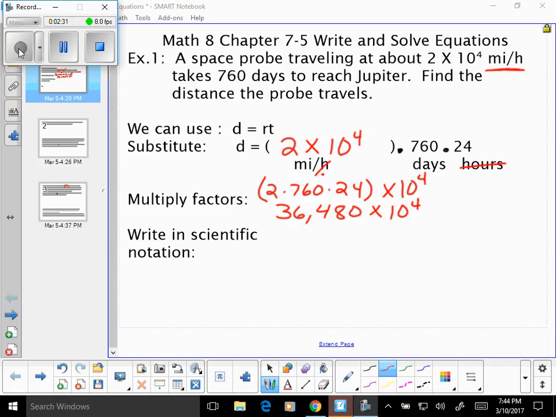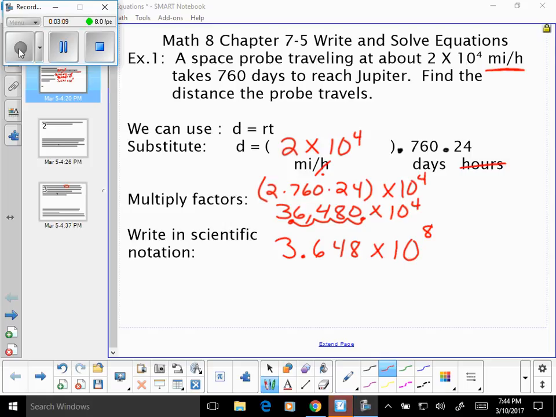Now remember that we really want our answers in scientific notation, so we're going to have to simplify this to 3.648 times 10. Now, if I put my decimal point here, it's going to take 4 places to get that decimal point where I want it to belong. But I need to move that decimal point 1, 2, 3, 4 more places. So my exponent is going to be 10 to the 8th.